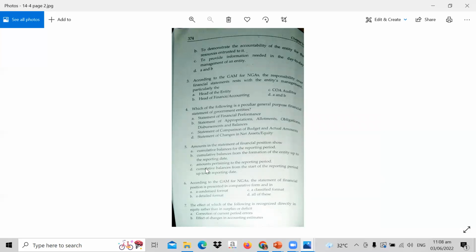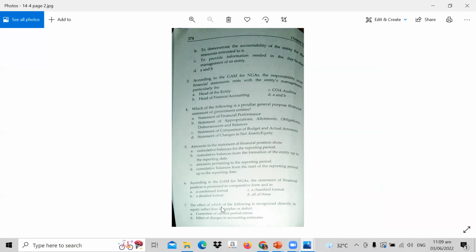Number 5, amounts in the statement of financial position show. Our answer is letter B, cumulative balances from the formation of the entity up to the reporting date. Next, according to the government accounting manual for the national government agencies, the statement of financial position is presented in comparative form, and the answer is, of course, all of these: condensed format, detailed format, or a classified format.